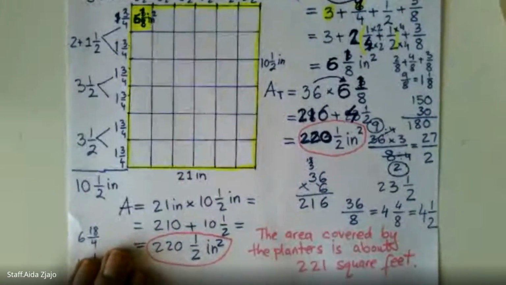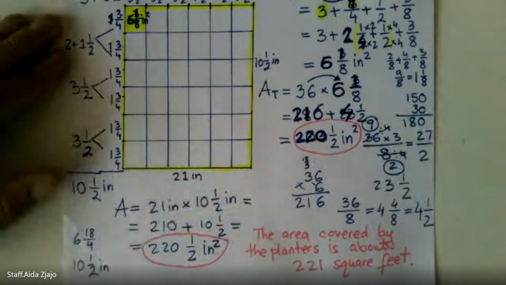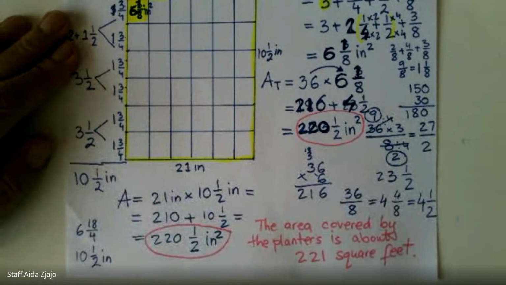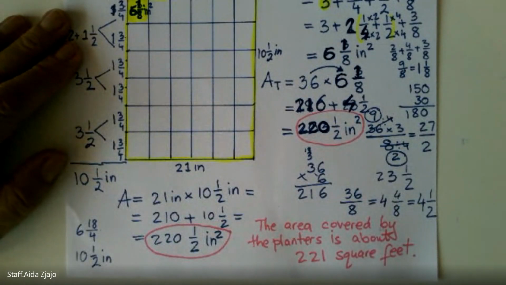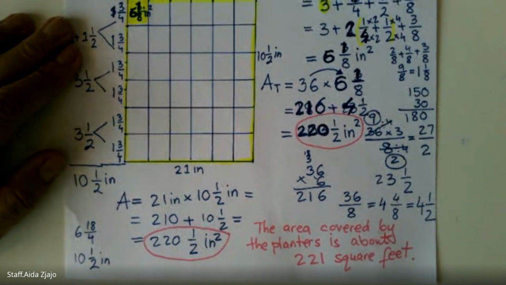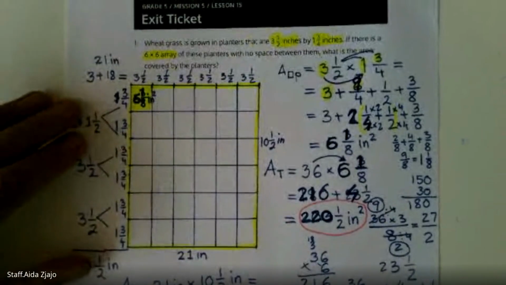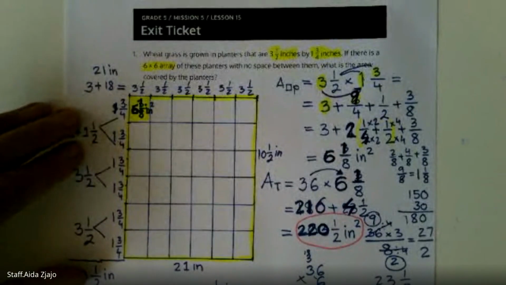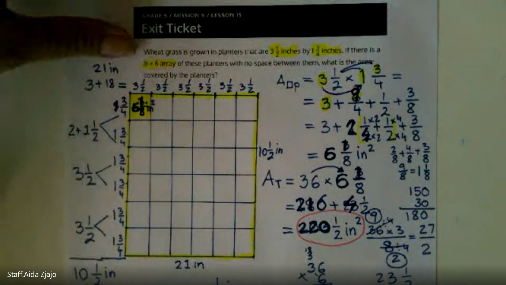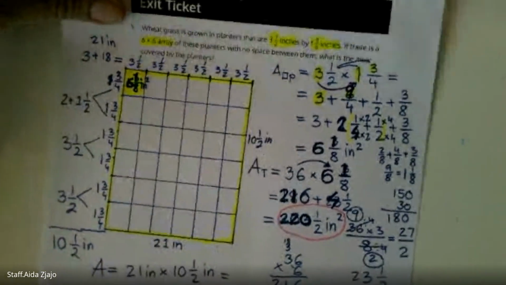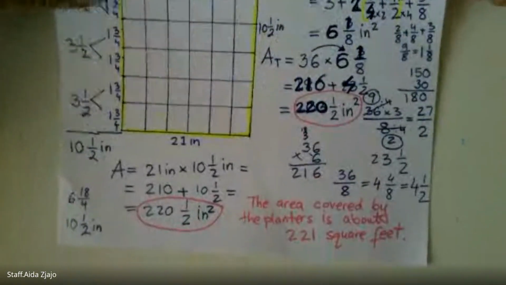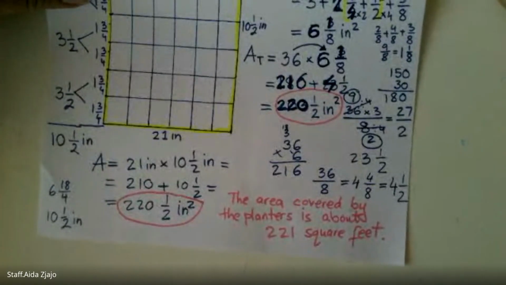Guys, I'm okay with mistakes because you can learn from mistakes, and I have no problem with that. So that was Mrs. Z. It was a grade 5 mission 5 lesson 15 exit ticket. I love you. Appreciate it. As long as you work, you're allowed to make mistakes.